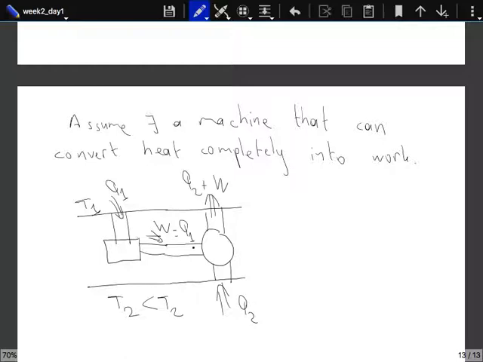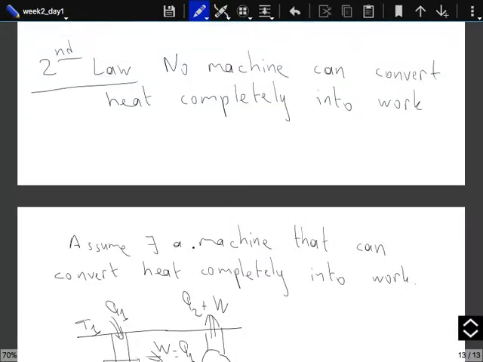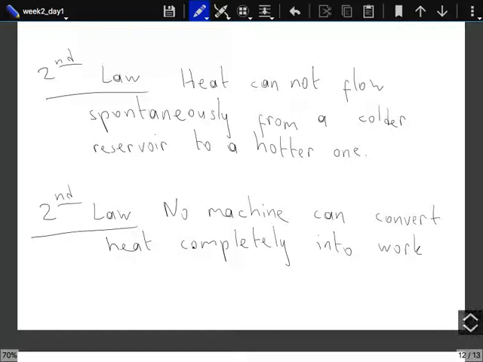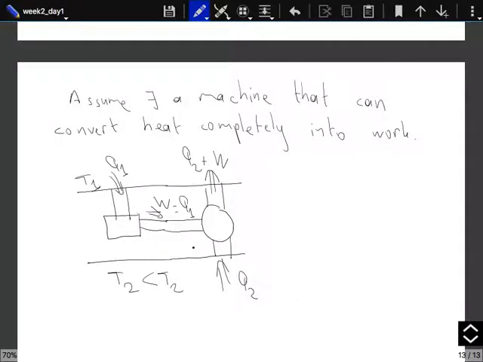Now this combined system is another heat engine which takes heat from the colder reservoir and dumps it into the hotter reservoir on its own, spontaneously. I can just imagine this combined system as an isolated system on its own. But this cannot be, it violates the previous statement of the second law. You see, heat cannot flow spontaneously from a colder reservoir to a hotter reservoir. But this machine, if it existed, would violate that statement and hence lower the entropy spontaneously. Again, this cannot exist.